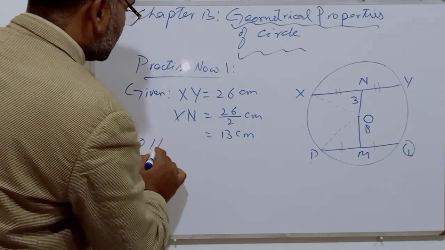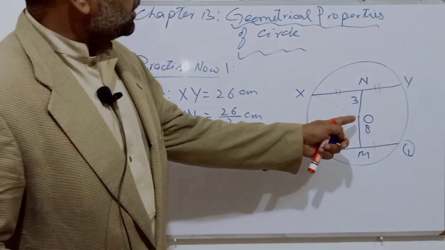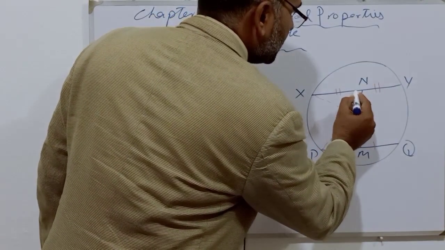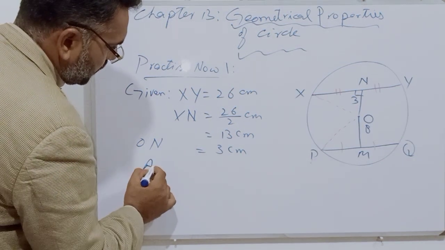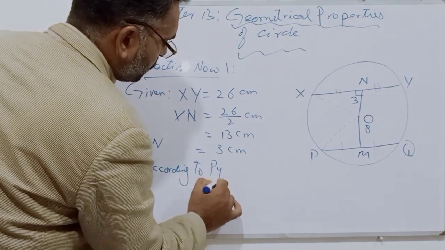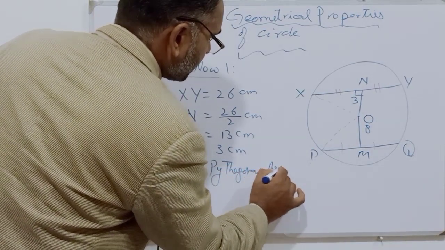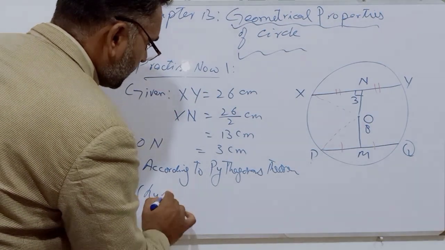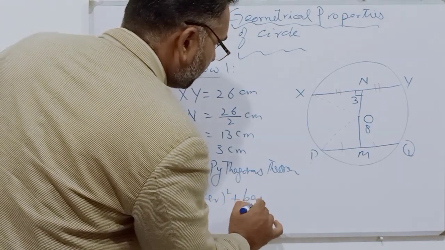ON is given, that is 3 centimeter, and we have to find the length of OX, and it is a right angle triangle, and we will use Pythagoras theorem. So I will write according to Pythagoras theorem, hypotenuse square is equal to perpendicular square plus base square.